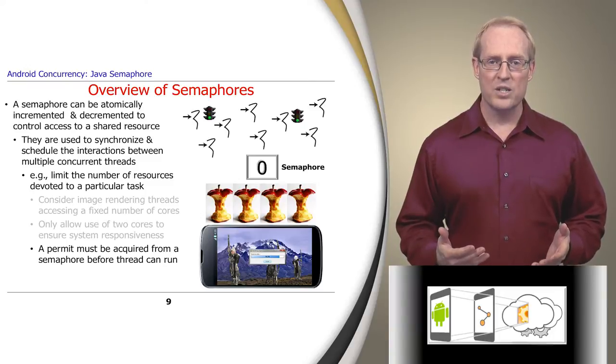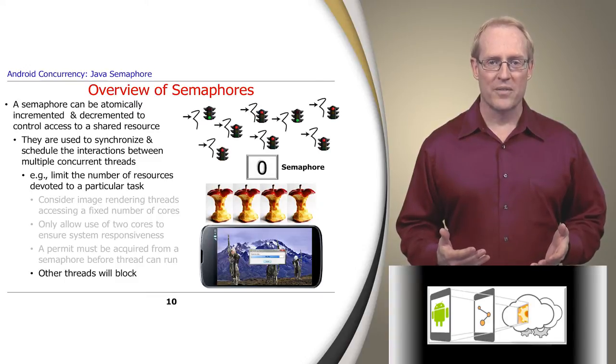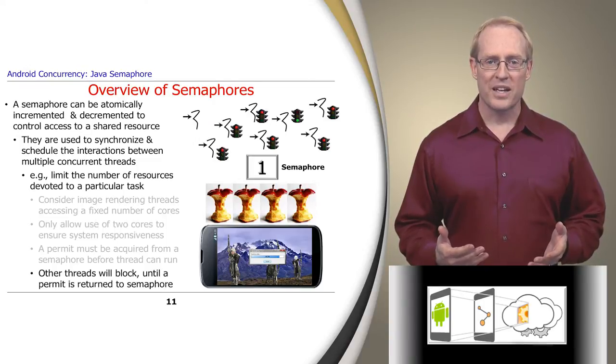If 2 threads each acquire a permit from the semaphore, its permit count drops to 0. At this point, only these 2 threads can perform rendering. The others must wait, blocking for an available permit. When a thread is done rendering the image, it's placed back in the pool, and a permit is returned to the semaphore, allowing another thread to access the core to process another image.